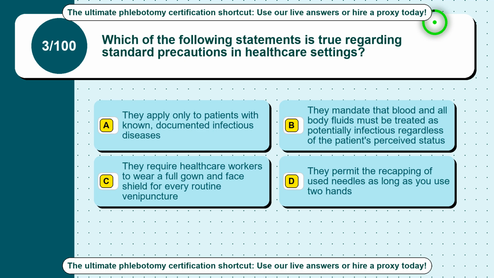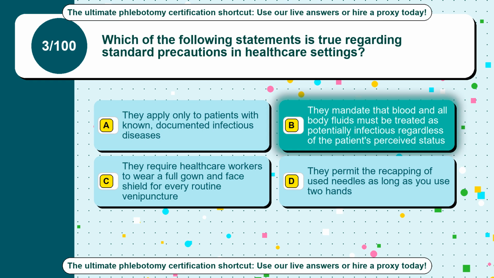Question 3. Which of the following statements is true regarding standard precautions in healthcare settings? Option A. They apply only to patients with known, documented infectious diseases. Option B. They mandate that blood and all body fluids must be treated as potentially infectious regardless of the patient's perceived status. Option C. They require healthcare workers to wear a full gown and face shield for every routine venipuncture. Option D. They permit the recapping of used needles as long as you use 2 hands.